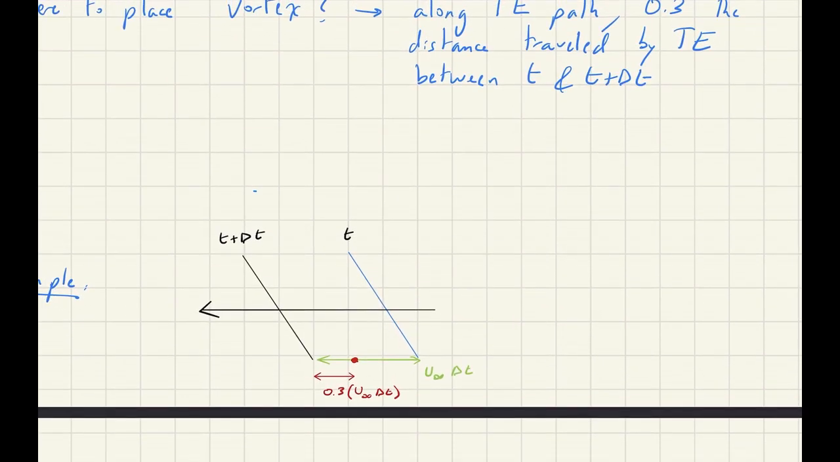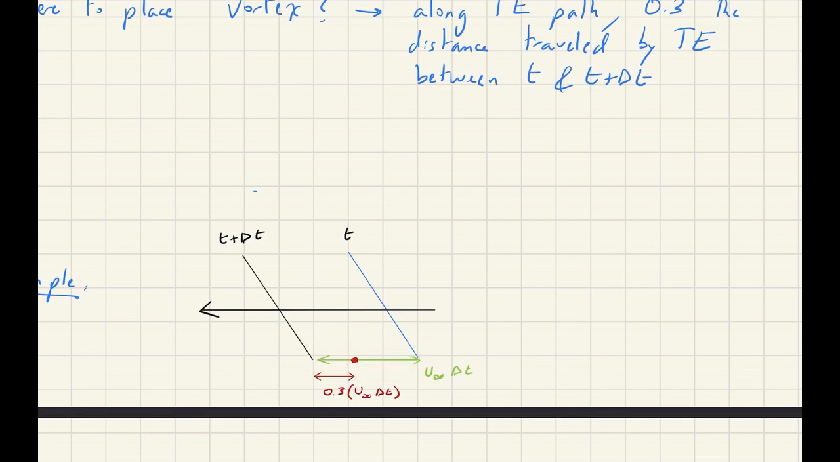As an example, say we have a wing that's in this position at t and moves to this position at t plus delta t. Now the trailing edge has moved by a distance of the free stream times delta t, in the case of a constant free stream. Depending on the problem you're solving, you know how much the trailing edge has traveled, and you know the path along which it has traveled. So you place the vortex along the trailing edge path. This is not exactly a third, but let's say we place it 0.3 times the distance traveled by the trailing edge, along the trailing edge path.